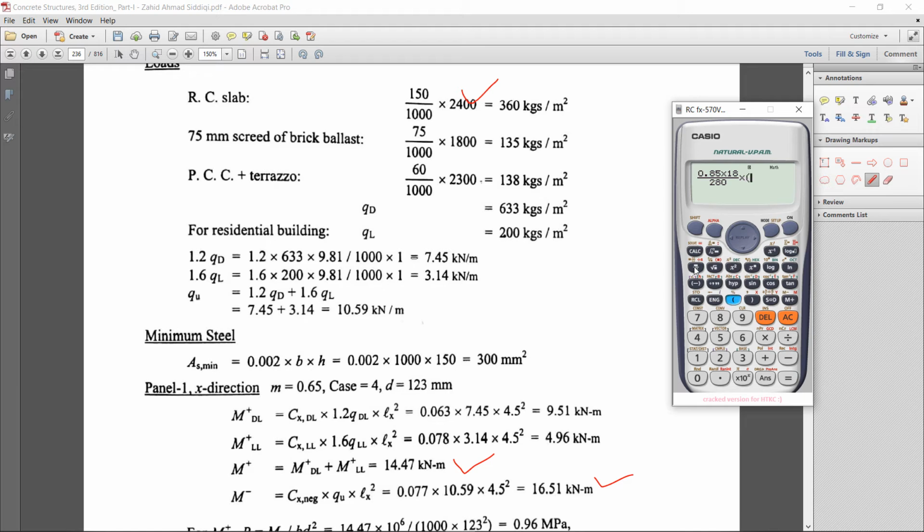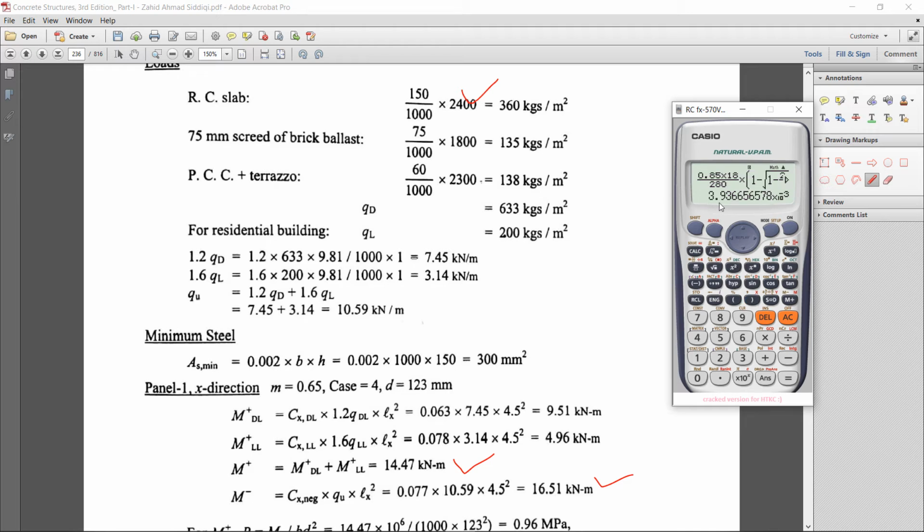multiplied by bracket open 1 minus under root 1 minus bracket 2.614 multiplied by moment, that is 14.47 times 10 power 6, divided by fc prime, that is 18, multiplied by b d square, 1000 multiplied by d in the smaller direction, that is 123 millimeter squared. Here you will close the bracket and enter.